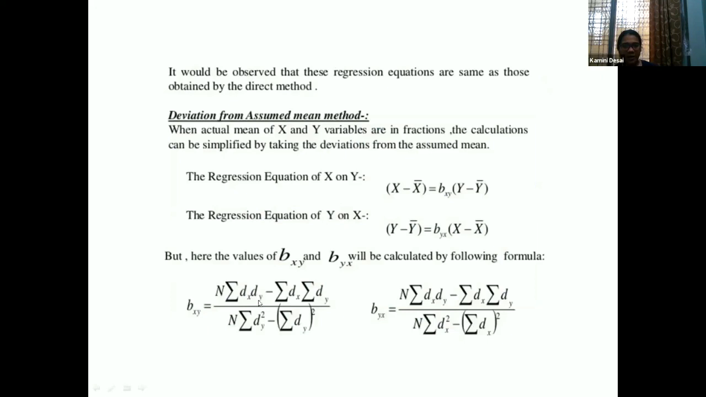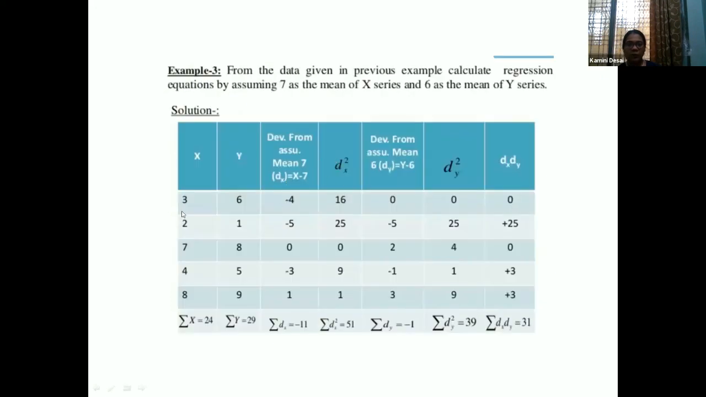dx and dy we have seen earlier also: observed value minus mean. So this is the formula: 3 minus 7 is minus 4, 2 minus 7 is minus 5, 7 minus 7 is 0, 4 minus 7 is minus 3, like that. And the same method, we have to take its square. Then again you have to calculate deviation from the assumed mean 6. So we are assuming the mean for this particular y variable is 6, then 6 minus 6 is 0, 1 minus 6 is minus 5, like that.